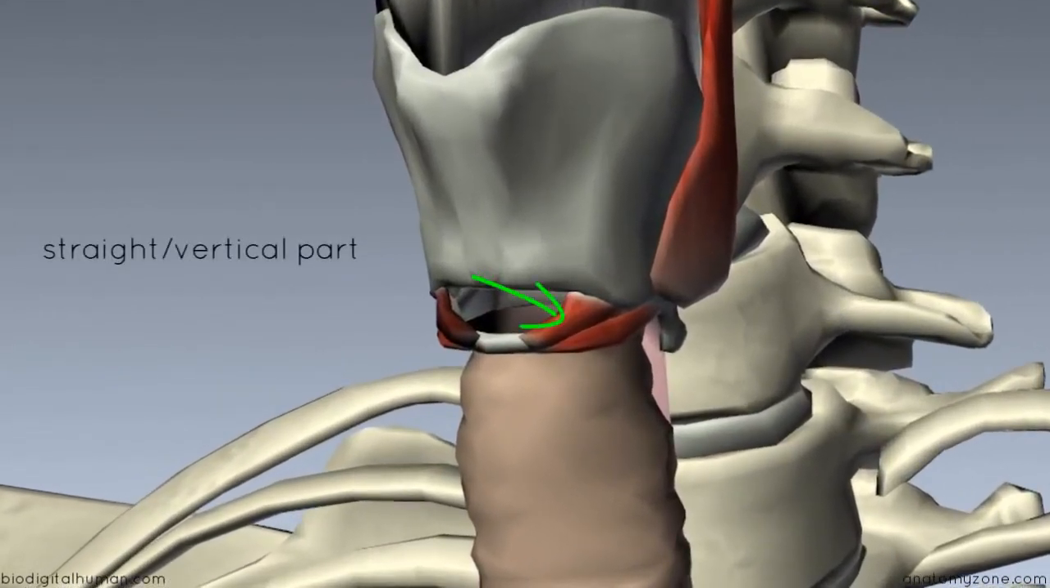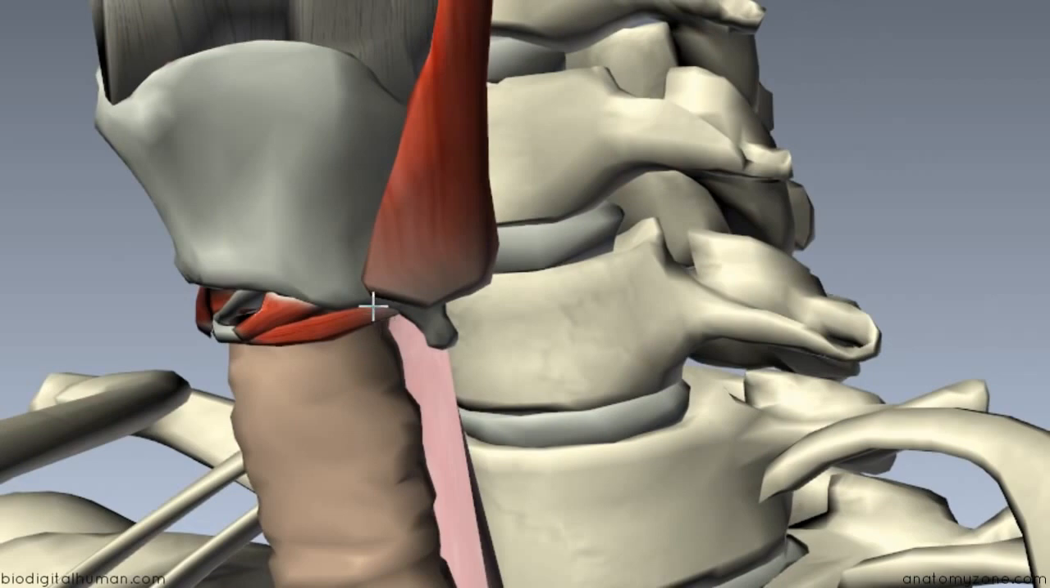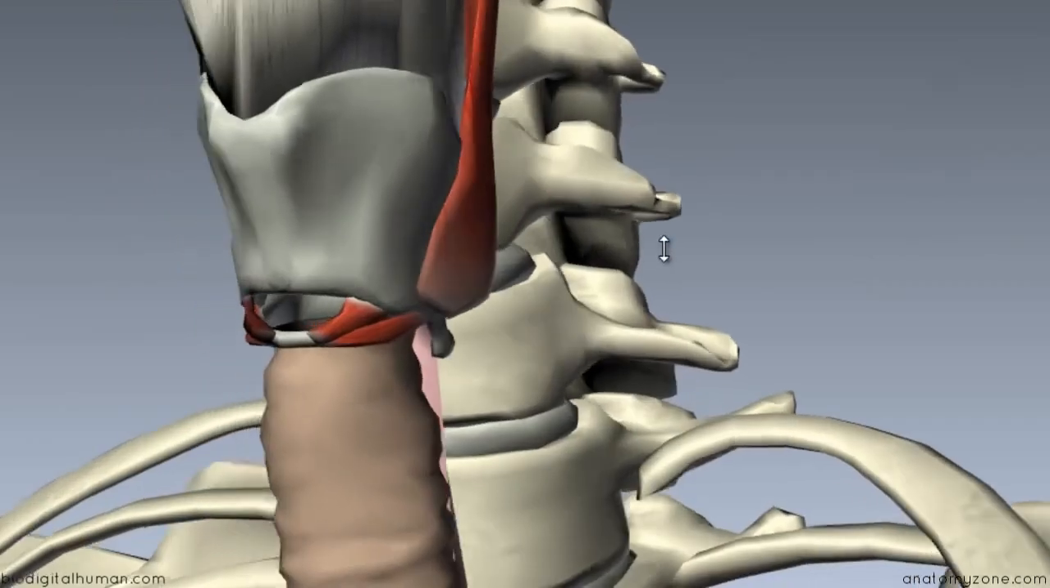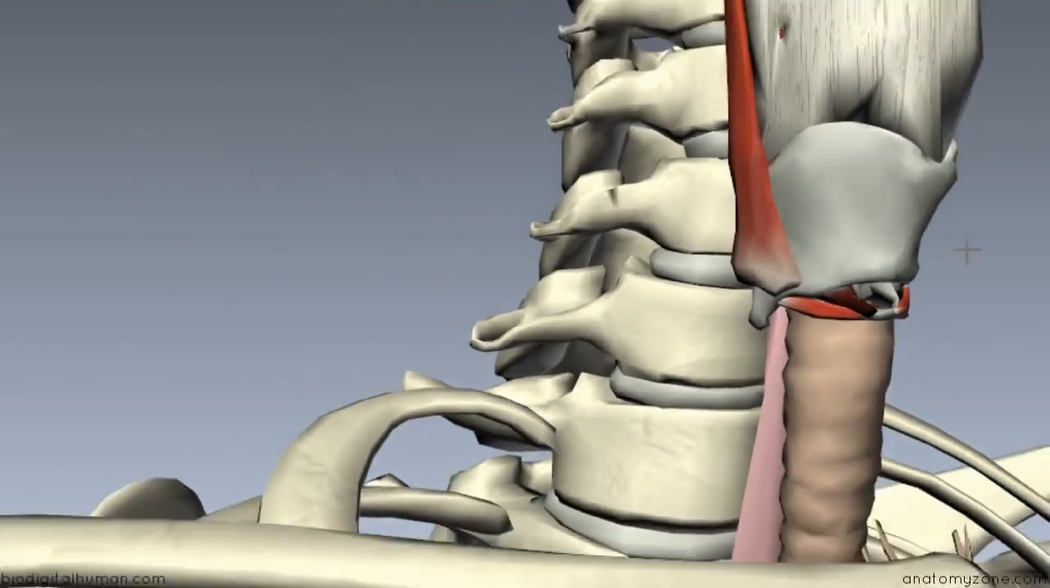You've got a straight part and an oblique part. The straight part, or vertical part, is attached to the inferior margin of the thyroid cartilage, and the oblique part is attached, you can see here, to the inferior horn of the thyroid cartilage. So let's take a look at the action of this muscle.